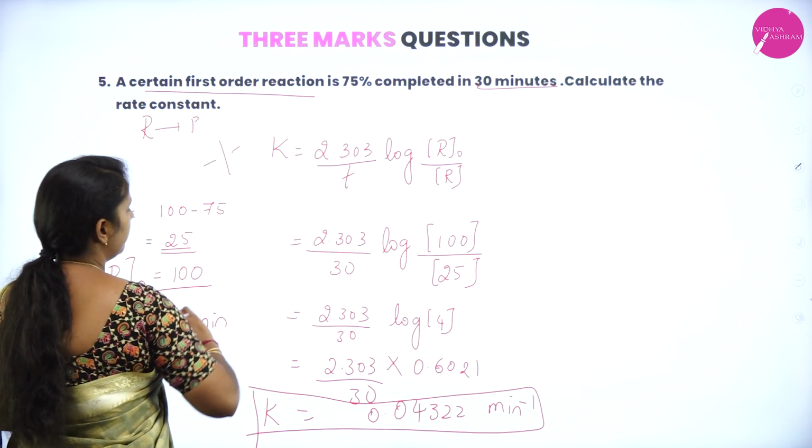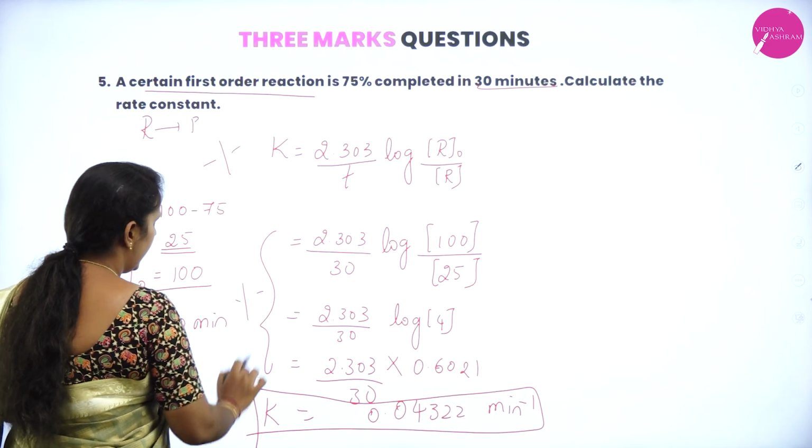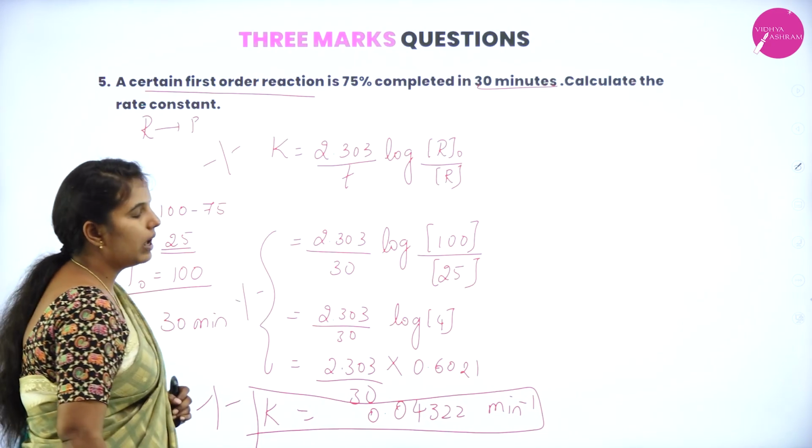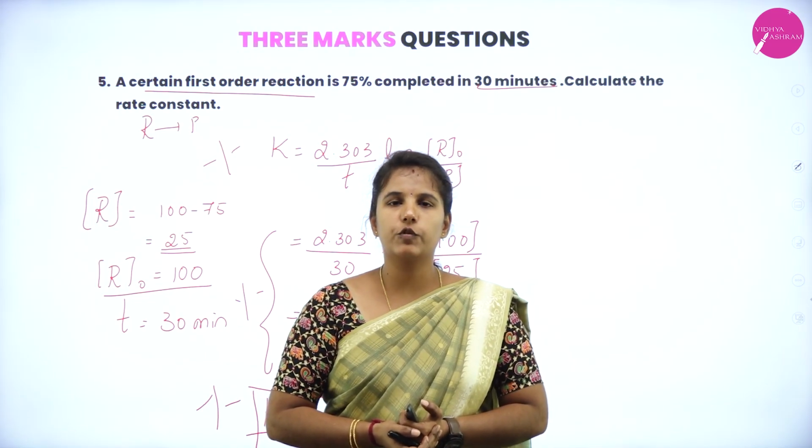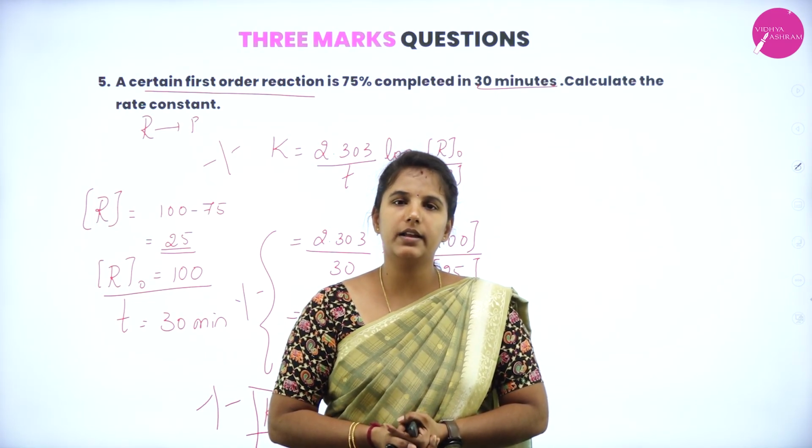For the formula it is 1 mark, for the substitution 1 mark, and for the final answer 1 mark, 3 marks total. Okay. So I hope you understood the types of questions which have been asked repeatedly from this unit 4, chemical kinetics.